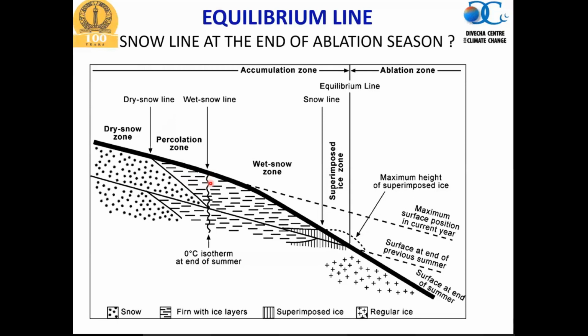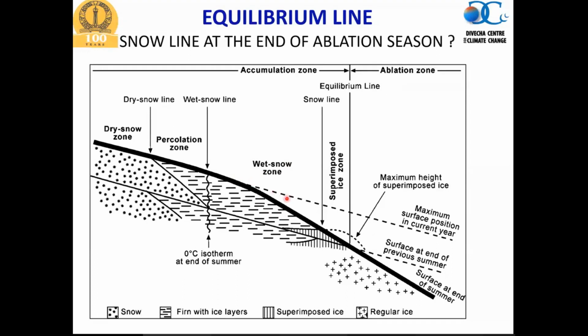But there is some point where the water melted on the surface reaches the bottom, the ice pack or glacial ice, and this entire snow region converts into a 0-degree isotherm. That means there is melting snow here, and melting snow is at 0 degrees Celsius. So this becomes a wet zone.